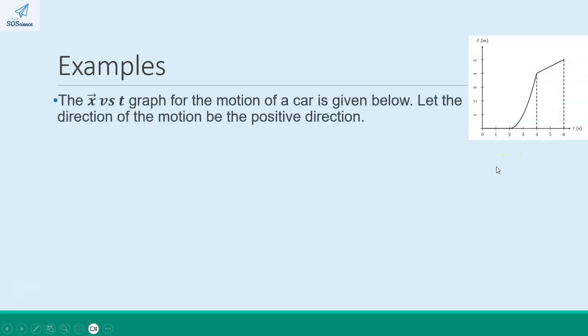Let's take a look at the first example. First thing we need to do, given such a question, is to identify what type of graph we have been given to work with. In this case, we have an x versus t graph, so it's a position time graph. So the xt graph for the motion of a car is given. Let the direction of the motion be the positive direction. If that is not given to you, you always want to state the positive direction, and we generally state that the direction of the motion should be the positive direction.